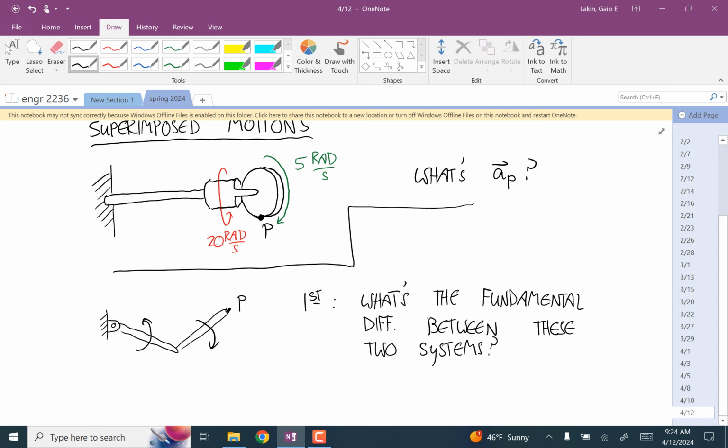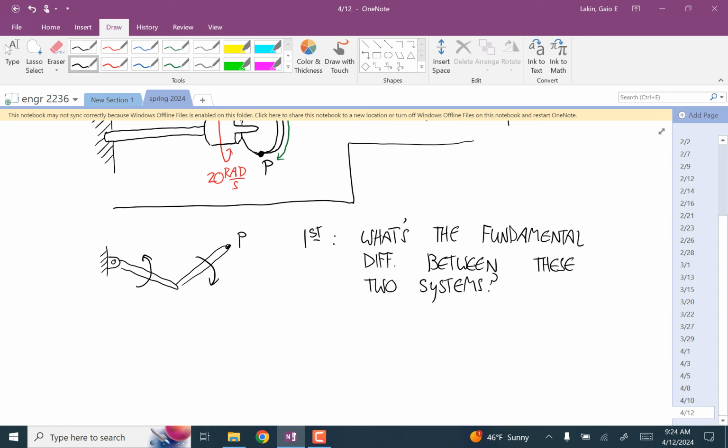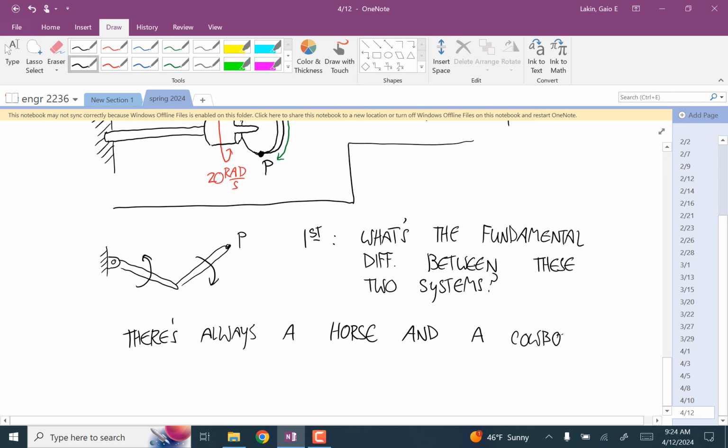The key thing is there's always a horse and a cowboy. Okay? One motion is riding the other one. That's just a fundamental fact. In this example, the simpler example that we already know how to do, no matter what the horse does, the axis of rotation of the cowboy is the same. Okay?